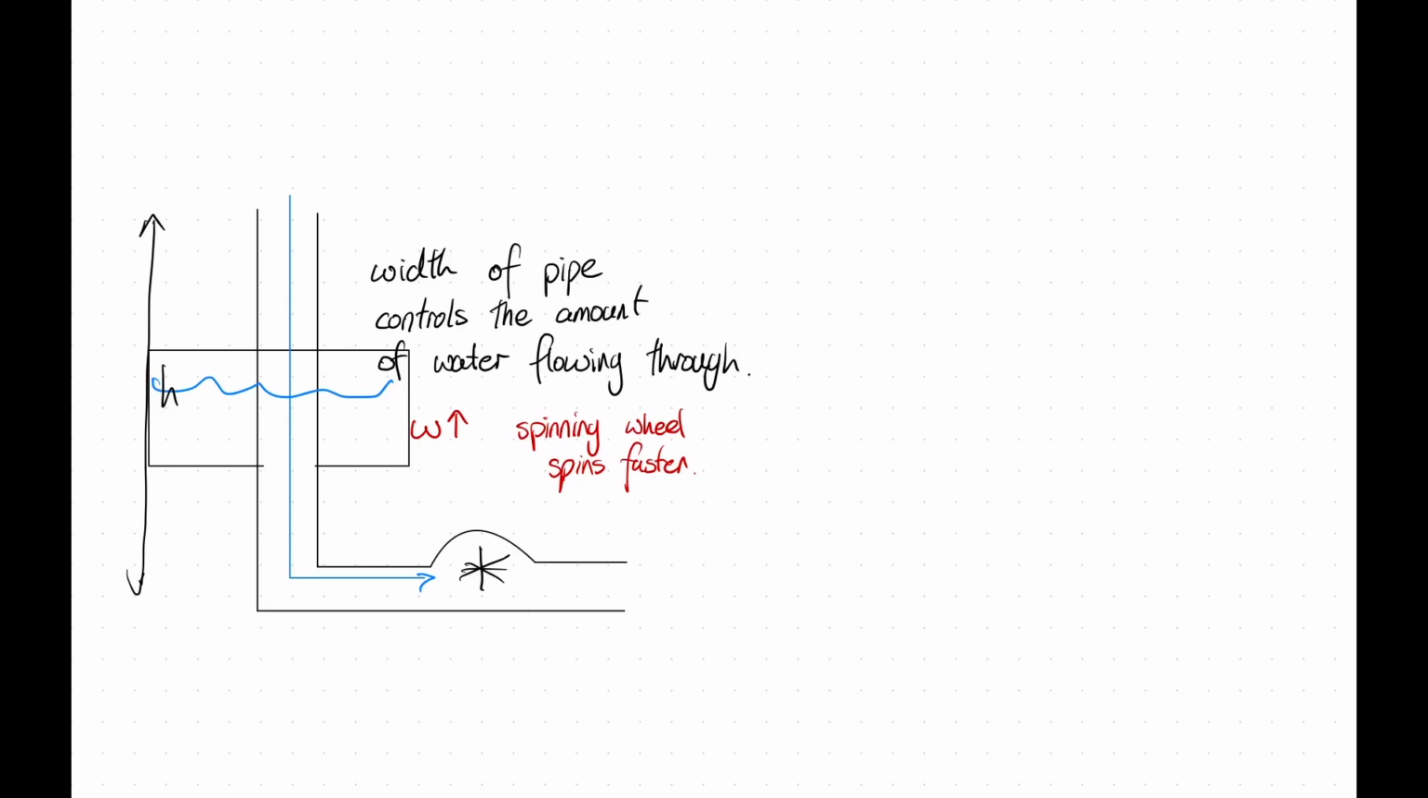The water inside of the tank has less distance to fall. Our gravitational potential energy, mgh, as we have decreased the height, there is less of that potential energy there, so therefore, as we decrease the height, we're going to decrease the spin that is going to happen for our little wheel. So as height decreases, the spinning wheel will spin slower.